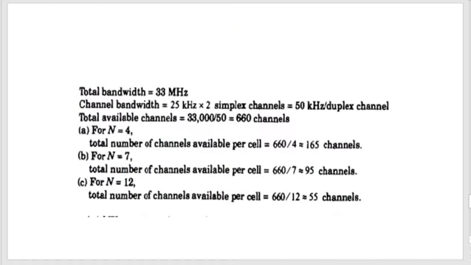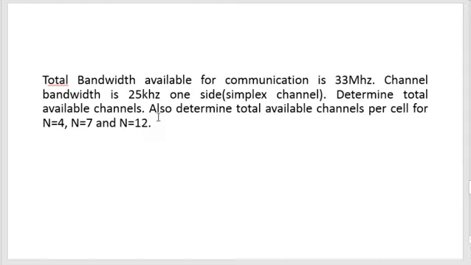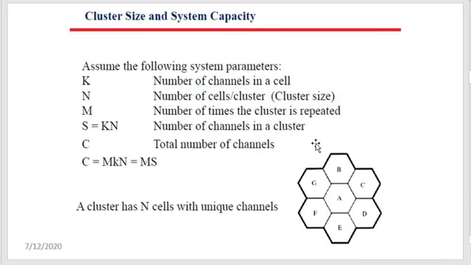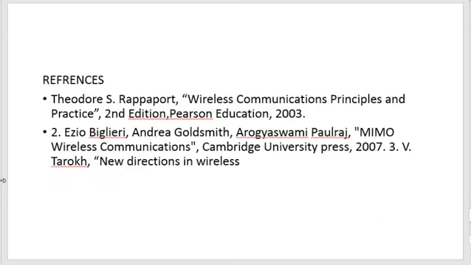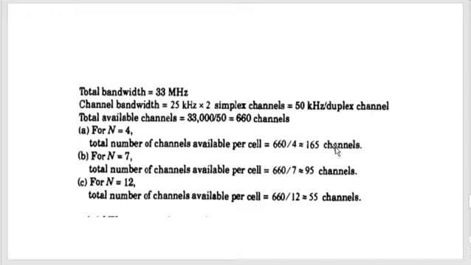What is the next part of the question? Determine the total available channels per cell for n equal to 4. Now what they are saying is, this is 600 total. If n equal to 4, I assume that in this entire cluster there are only 4 cells. So what you will do? 600 divided by 4 will be equal to 1 cell. So one cell will have 165 channels.